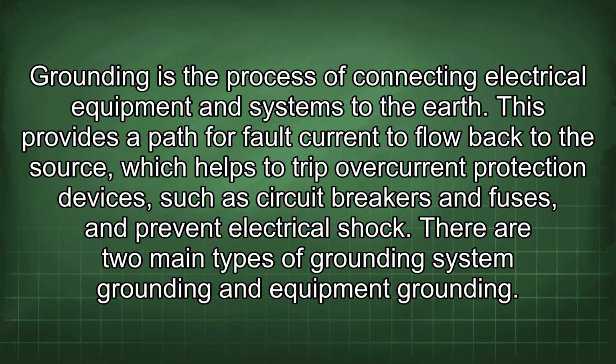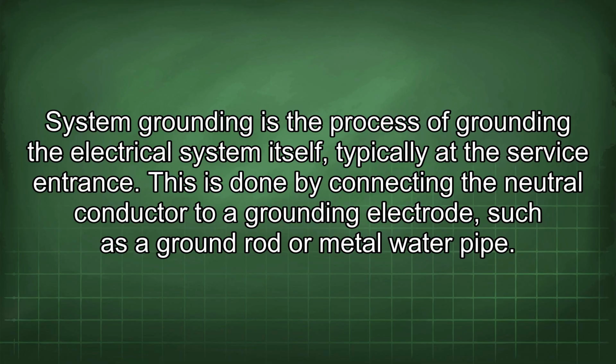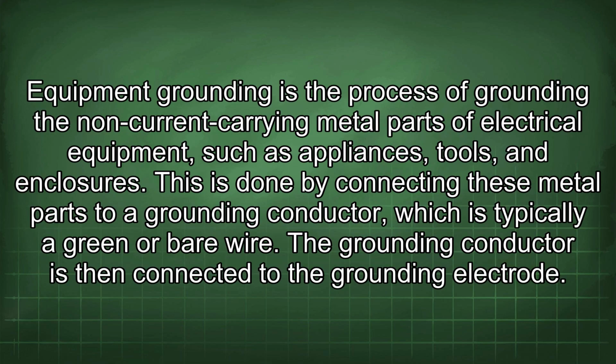There are two main types of grounding: system grounding and equipment grounding. System grounding is the process of grounding the electrical system itself, typically at the service entrance. This is done by connecting the neutral conductor to a grounding electrode, such as a ground rod or metal water pipe. Equipment grounding is the process of grounding the non-current carrying metal parts of electrical equipment, such as appliances, tools, and enclosures. This is done by connecting these metal parts to a grounding conductor, which is typically a green or bare wire. The grounding conductor is then connected to the grounding electrode.